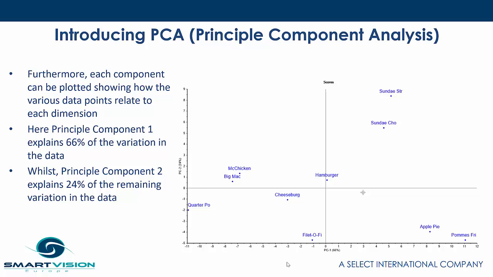Here, for example, principal component 1, PC1 here, explains 66% of the variation in the data. It's actually picking up the protein content in these different foodstuffs from a fast food outlet. Whereas principal component 2 explains 24% of the remaining data. That's really picking up, it's strongly related to the fat content of these different foodstuffs. So right away, by using principal components analysis, we're able to explain 90% of the variation from simply 2 components. So we've reduced, if you like, the 10 variables down to 2 primary components. Let's have a look at how that works with our sensory example in Unscrambler.